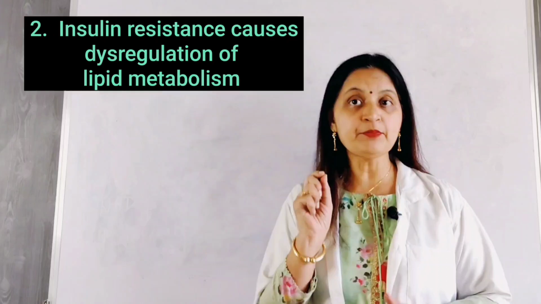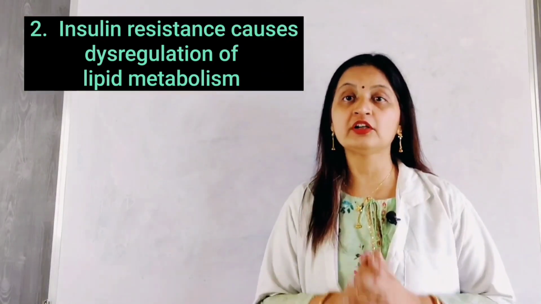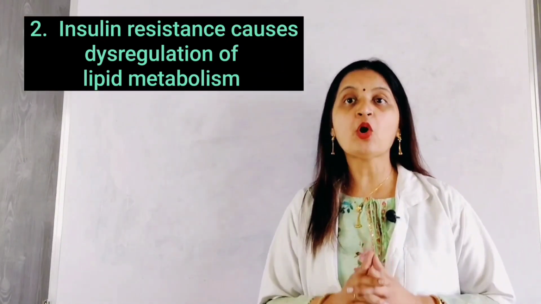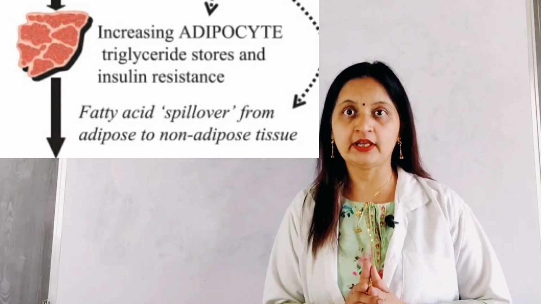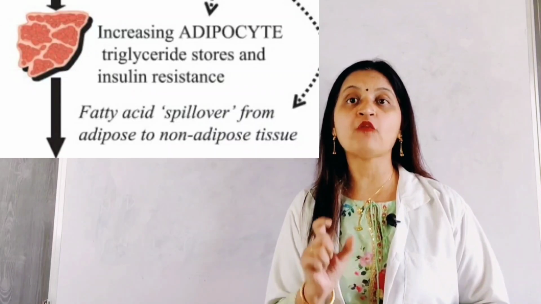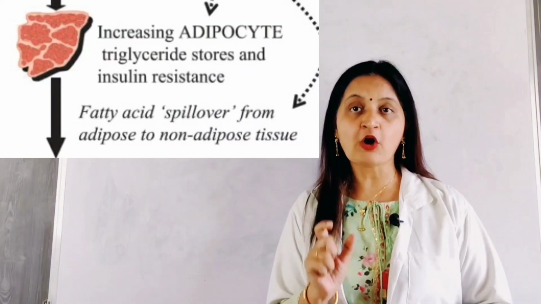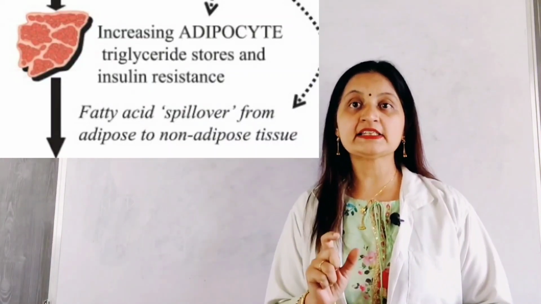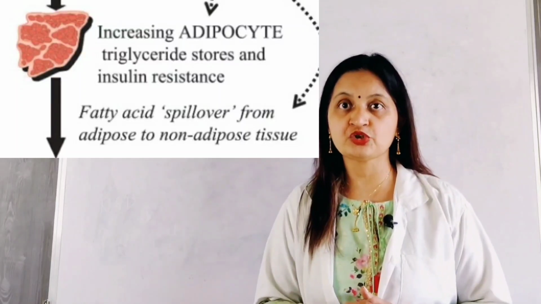As we know, adipose tissue is the primary site for triglyceride storage. In insulin resistance there are high circulating levels of insulin, and insulin has the property of lipogenesis, a process of creating fats and triglycerides that are stored in the adipose tissue.